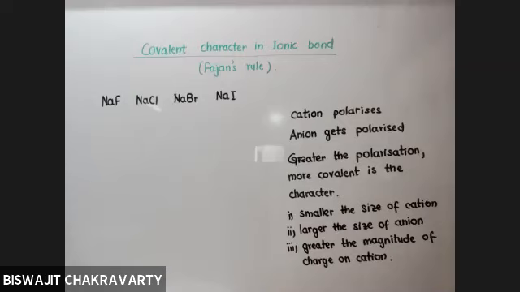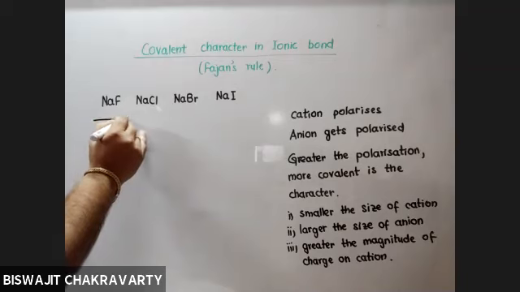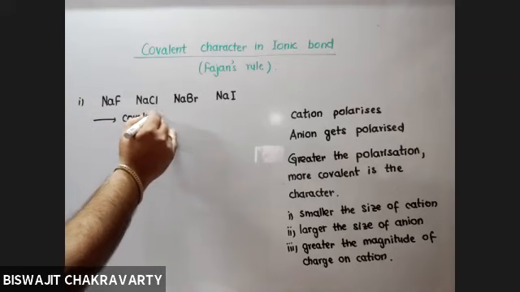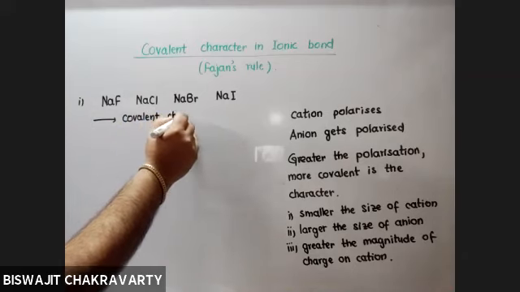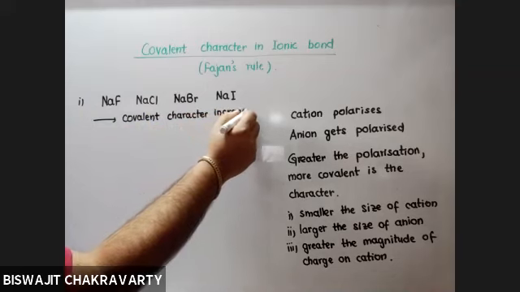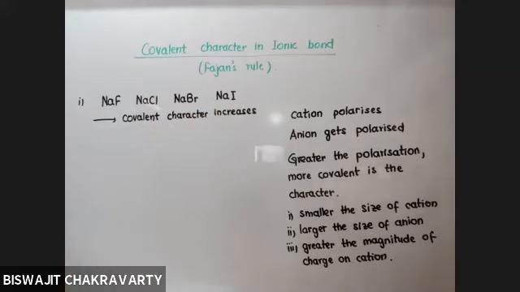Sodium iodide. Why sodium iodide? Because just now, according to rule 2, we have discussed that larger the size of anion, more covalent is the character. And therefore, we can say that as we move from left to right, covalent character increases. So let us put it as number 1, covalent character increases. Understood or not? Is it clear to all of you? Yes, sir.